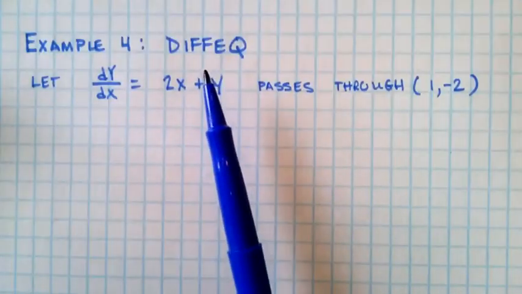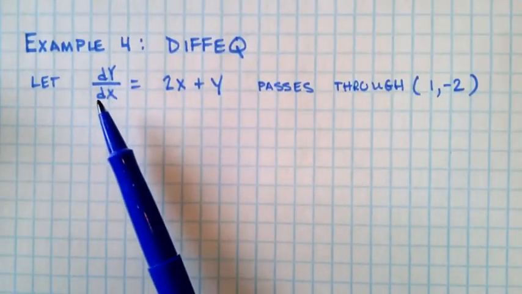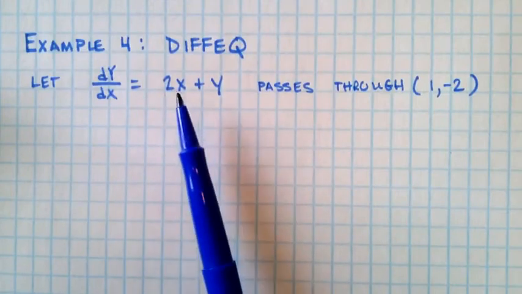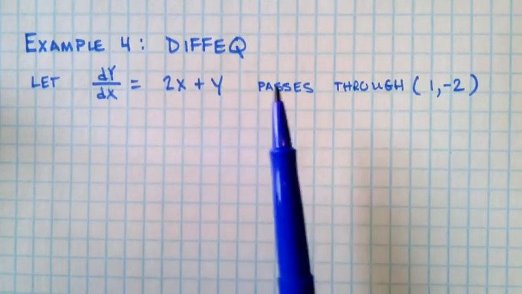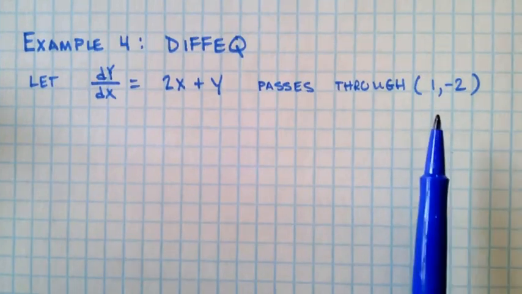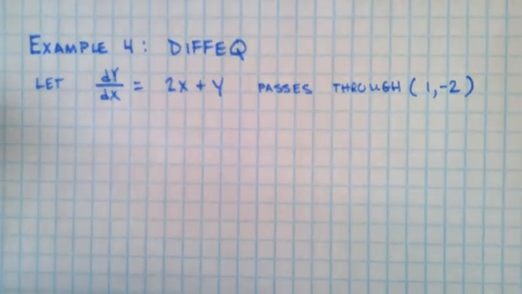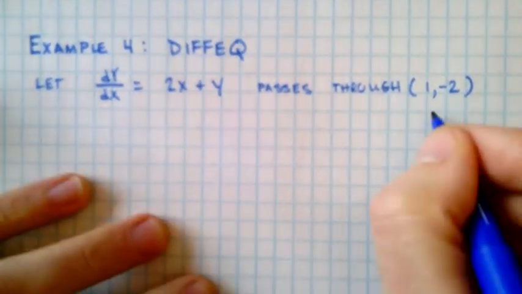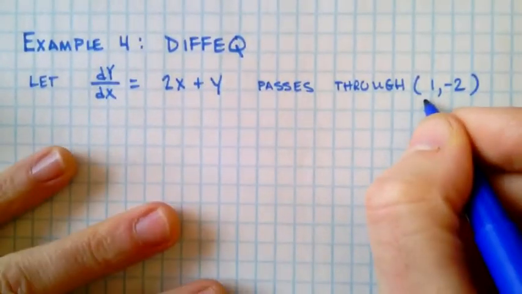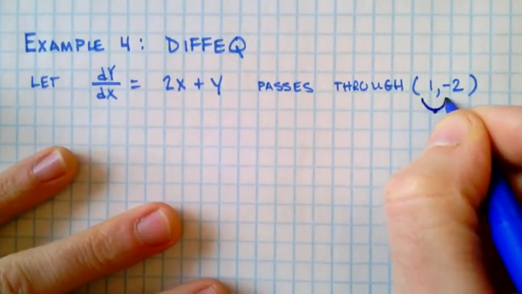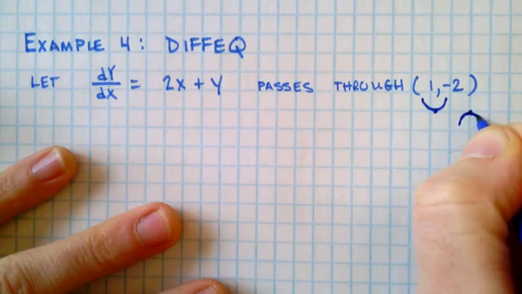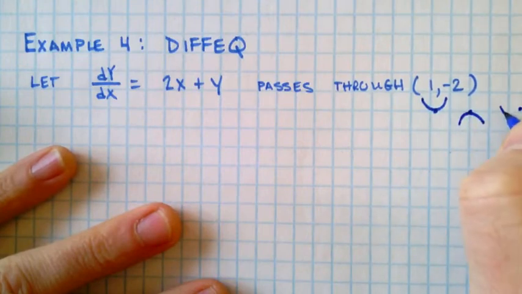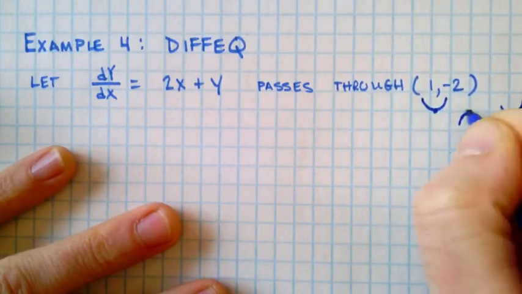This time we have a diffy-q. The derivative is equal to 2 times the x value plus the y value. And we know that it passes through the point 1, negative 2. And we want to know whether this point right here is a minimum, a maximum, or possibly something that is neither, like right there.